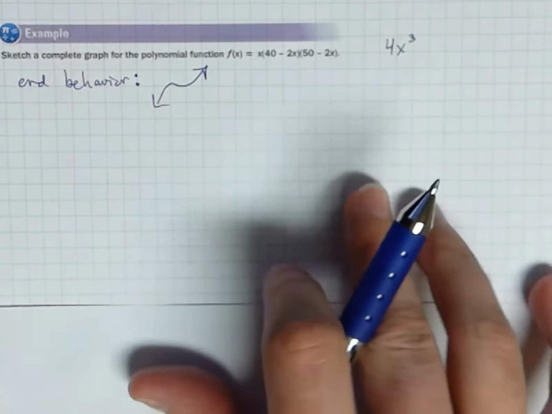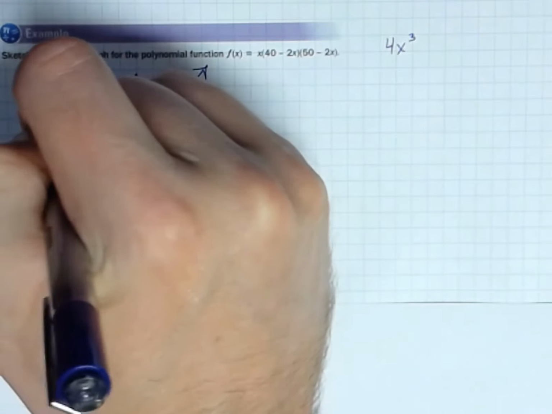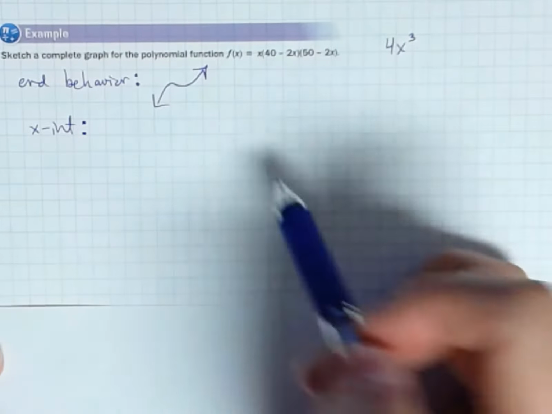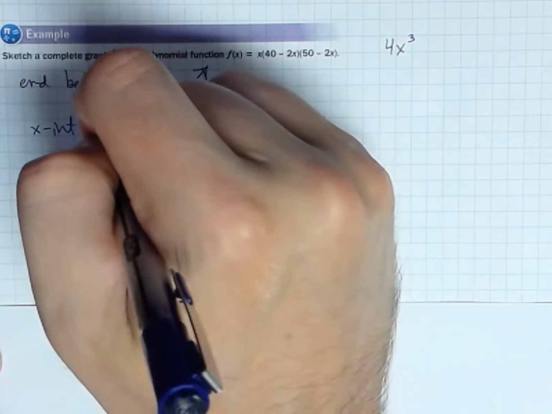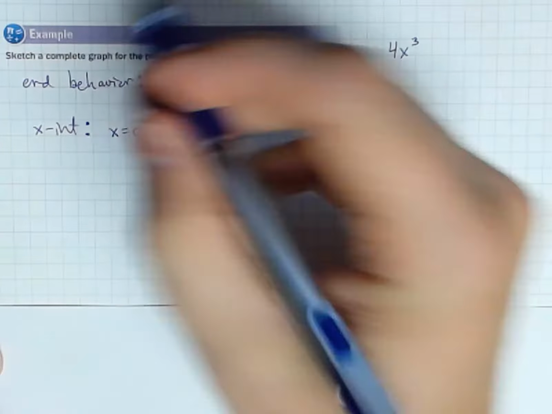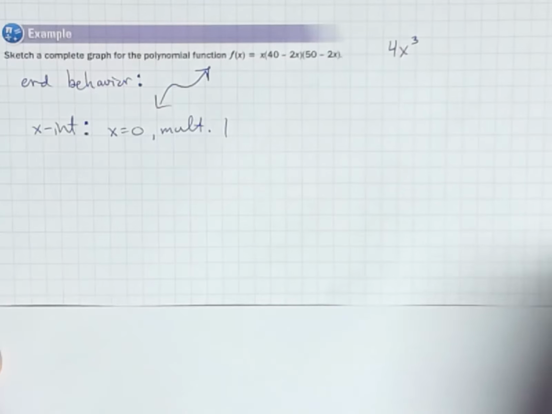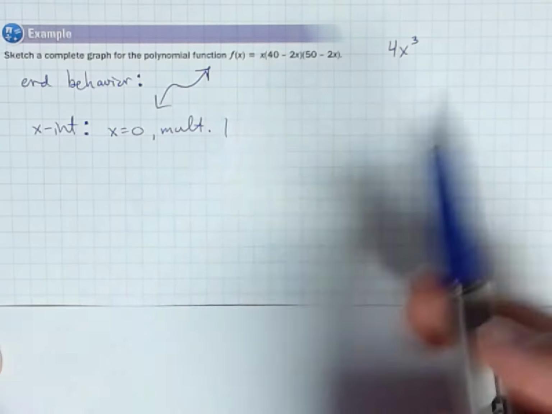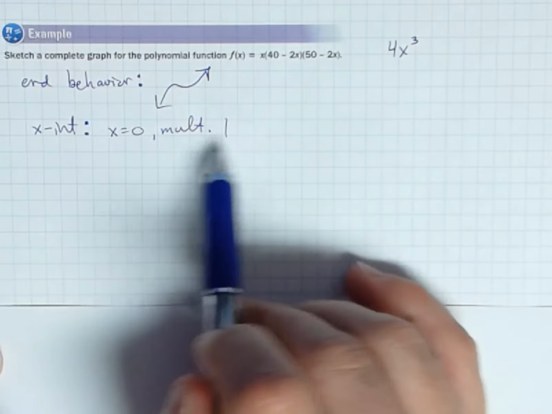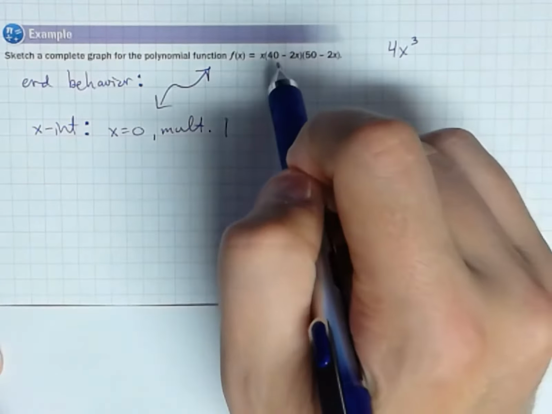Let's find our x-intercepts. And this is where the multiplicity helps us as well. So it's really nice because it's already factored. So x is 0. So x equals 0, that's going to be multiplicity 1. Which means it crosses the graph, right? It's an odd multiplicity, so we know it crosses at that point. Well, let's see what else we've got.